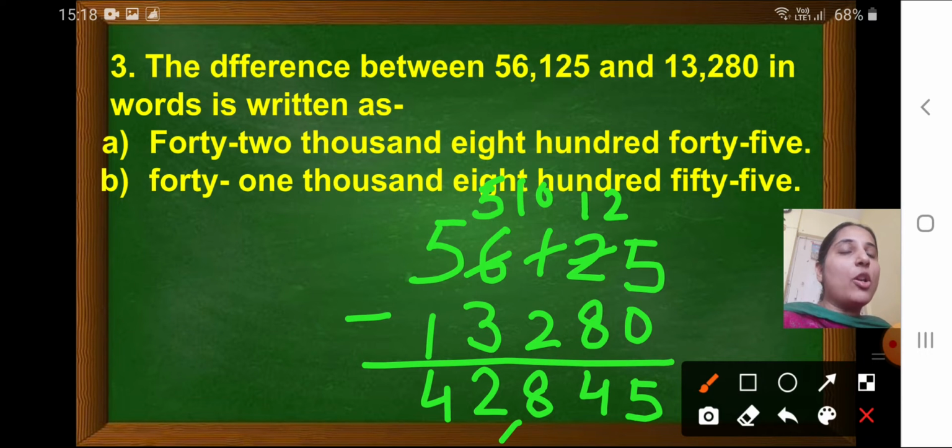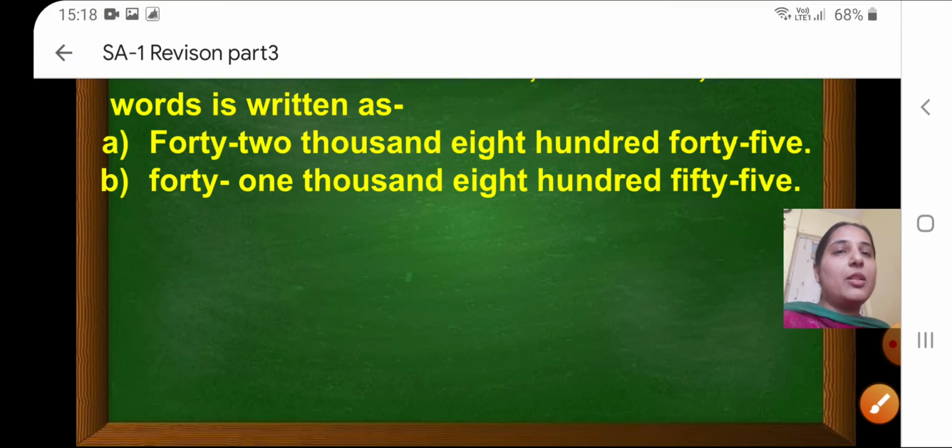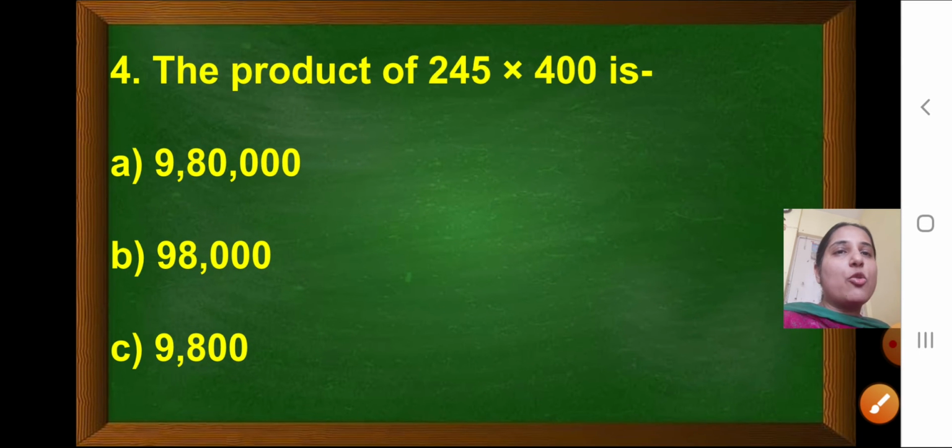So which is the correct option, children? Option number A or B, which has been written the same, this difference has been written in words. The answer is being asked in words. So which is the correct answer? 42,845. So which is the correct option? Yes, option number A is the correct option. Got it, children? Read the question very carefully, children. Okay? Now, let's move to the next question.